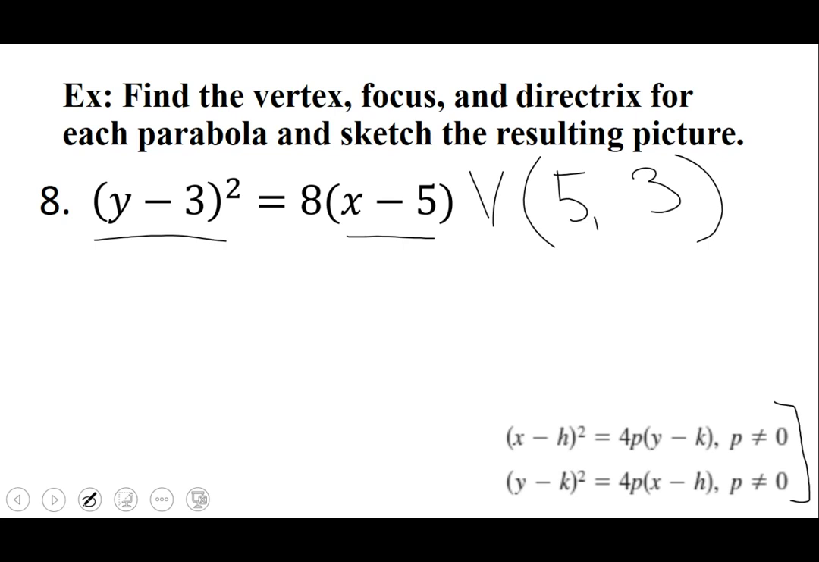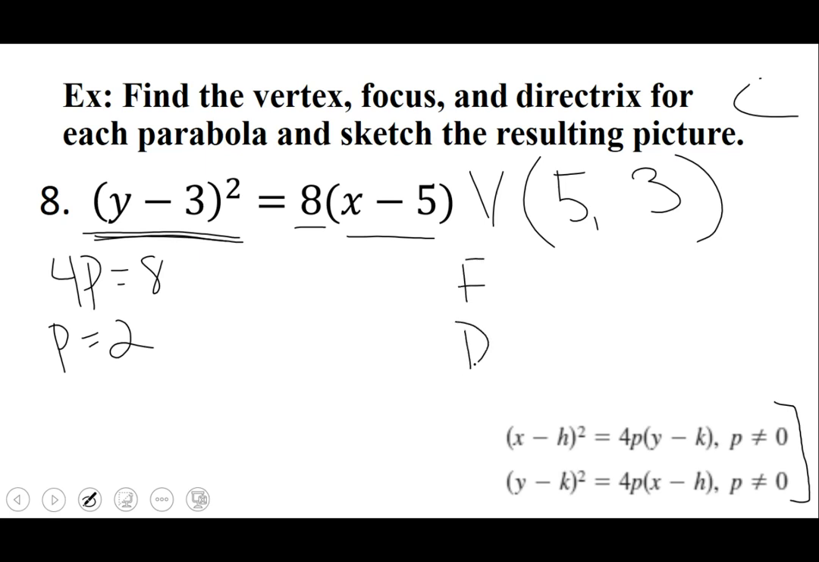Looking at the format of this problem, it's written in the way that I want. The fact that it's positive, the fact that it's a y squared, and then the fact that the 8 is positive, that's how I know that this graph is going to face to the right. Just like the previous examples, my first order of business is solving for p. So I'm going to set 4p equal to 8. That means that p is going to be equal to 2.